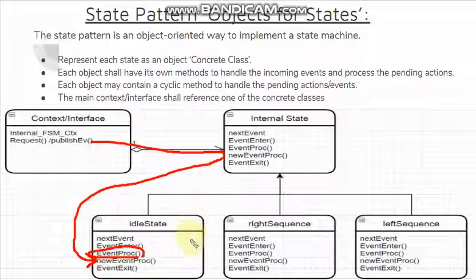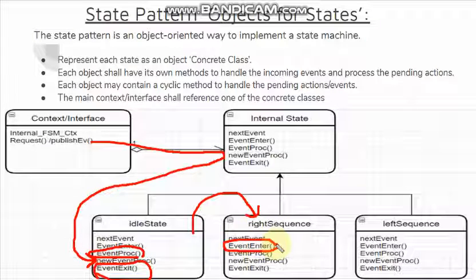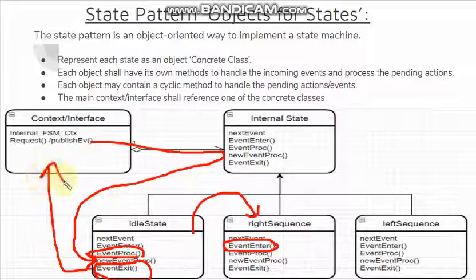Then if we need, for example, to make a transition from the idle state to the right sequence, then we need to exit from the idle state using event exit and enter to the right sequence using method enter or event enter. And then the active state shall return the reference to the new state to the context, so the context will be able to change its internal state to the new one.